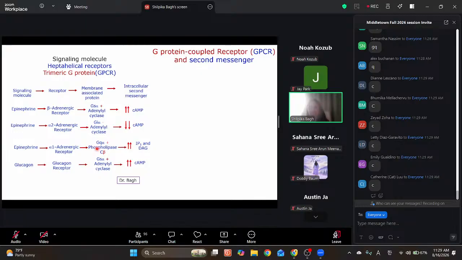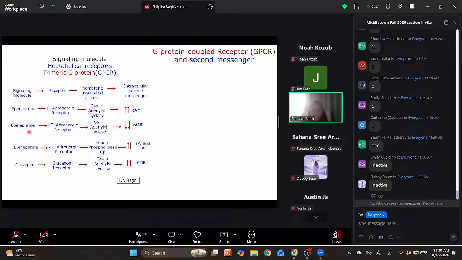JAK-STAT tyrosine kinase, I didn't tell you to do in detail. Serine threonine kinase, not in details. For example, let's stay with the heptahelical receptor. So when I'm saying epinephrine, alpha-2, GI, what's happening to protein kinase A? Active or inactive? It is inactive.